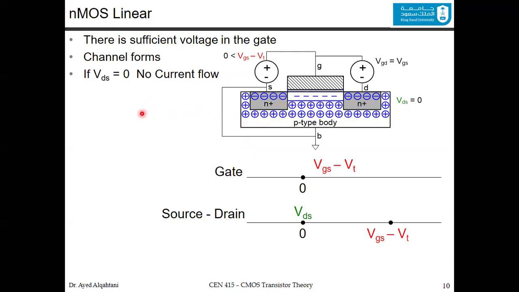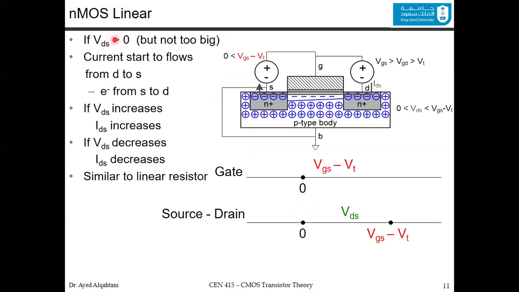What would happen if we increase this voltage, the VDS? If we increase VDS, we make it larger than 0, but not too big. We will come to the too big part. So what happens is you can see that in the channel now, there will be current from the drain to the source. It's moving this way. We still have the gate VGS minus V threshold larger than 0, and between the source and the drain, VDS is larger than 0, but still less than VGS minus V threshold.